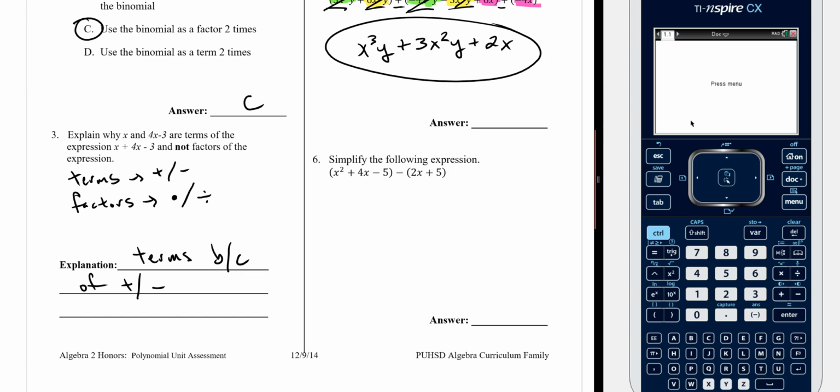Number 6, simplify the following expression. Very similar to the one above it, except I've got this subtraction sign here. So the first thing I need to do is distribute that. So I get x squared plus 4x minus 5 minus 2x minus 5. Now I can look for like terms. I don't have any other x squareds. I've got a 4x and a 2x, and finally I've got a negative 5 and another negative 5. So when I combine everything, I get x squared plus 2x minus 10.